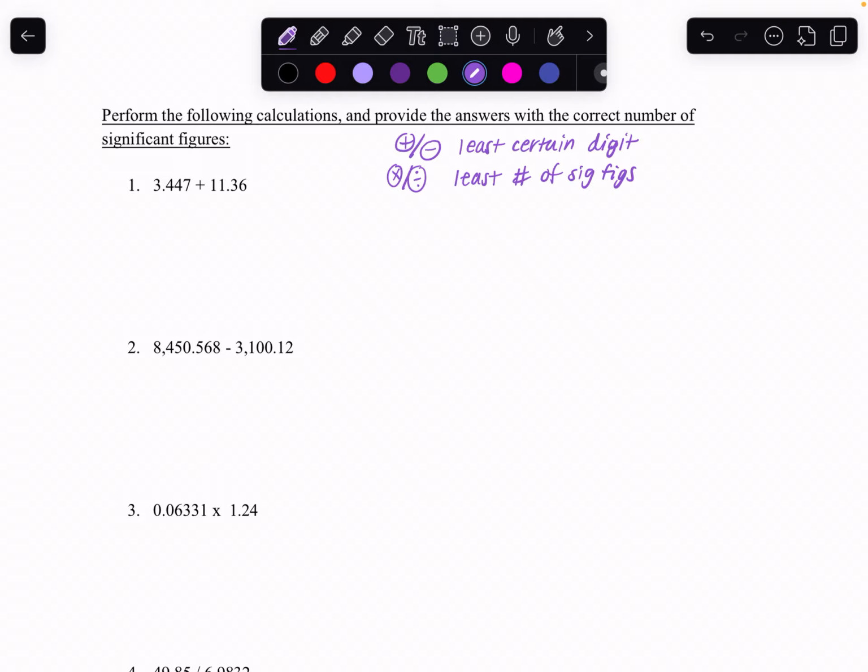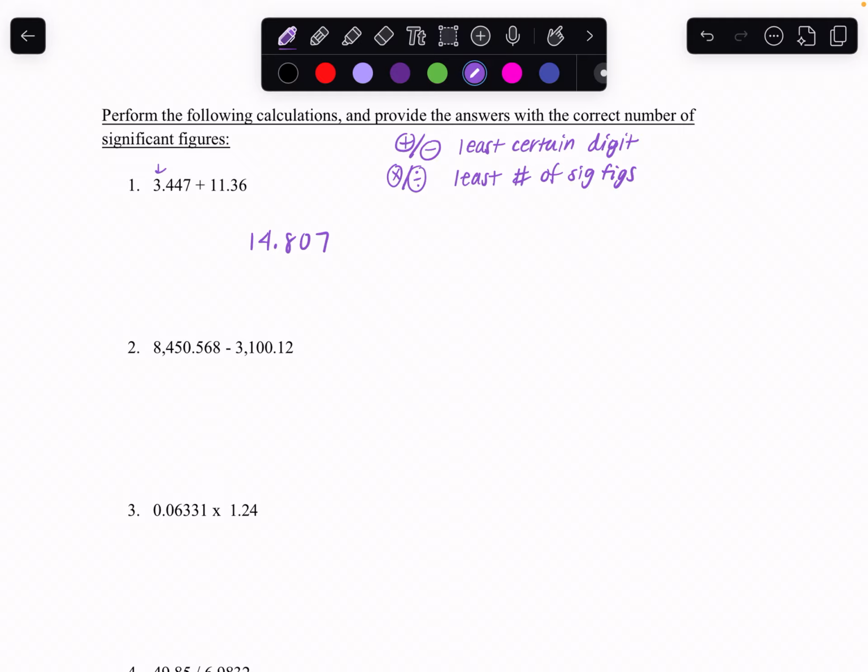exam. So for the first one, number 1, 3.447 plus 11.36. So I know that in my answer, I'll be looking for the least certain digit. So you can honestly just plug this into your calculator and your answer should be 14.807, right? That's what the calculator pops out with. Now I have to determine where to round off to. Great question, okay?